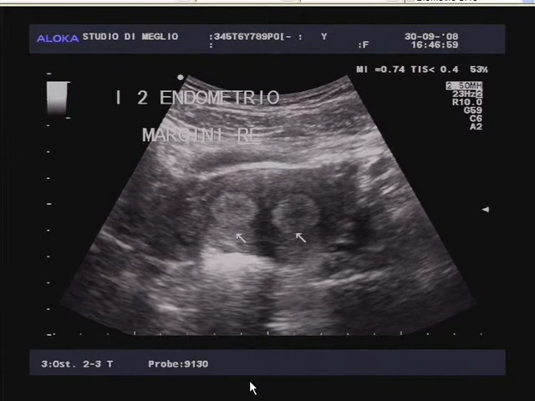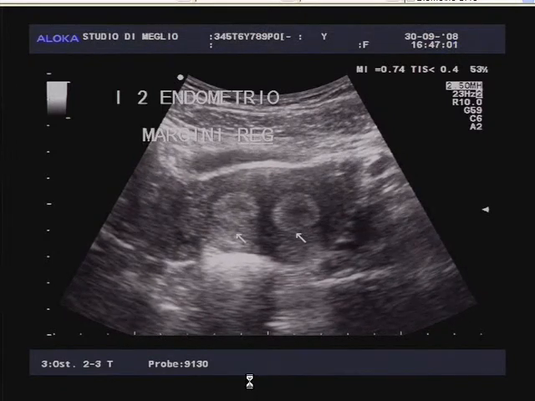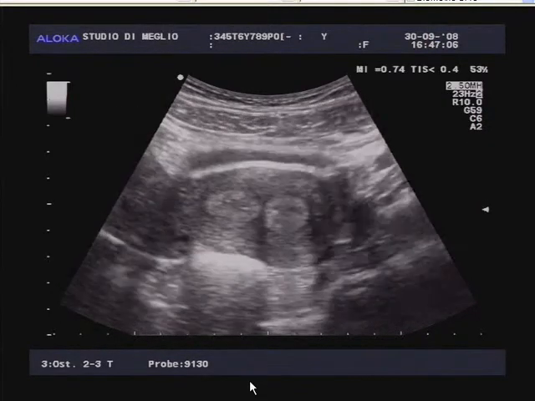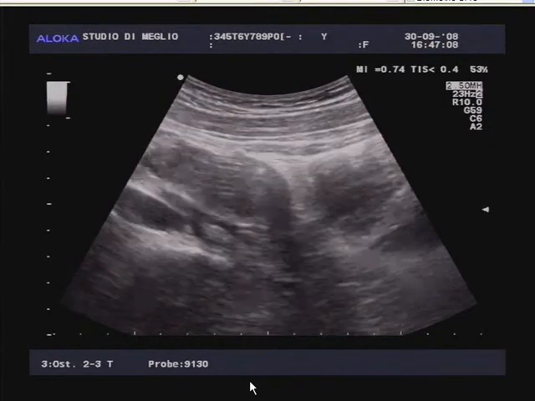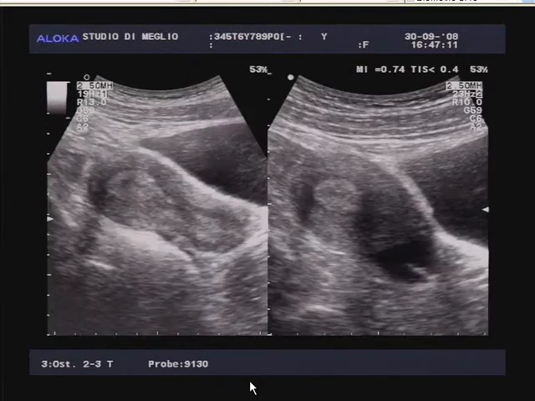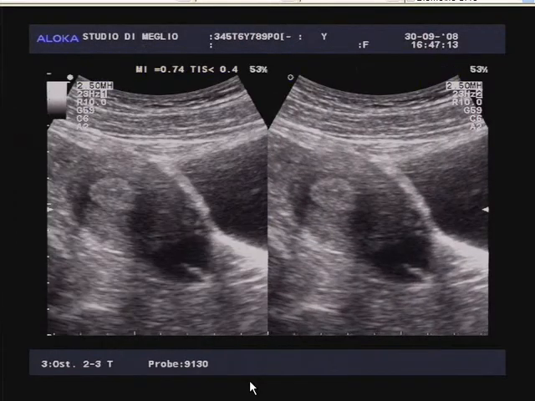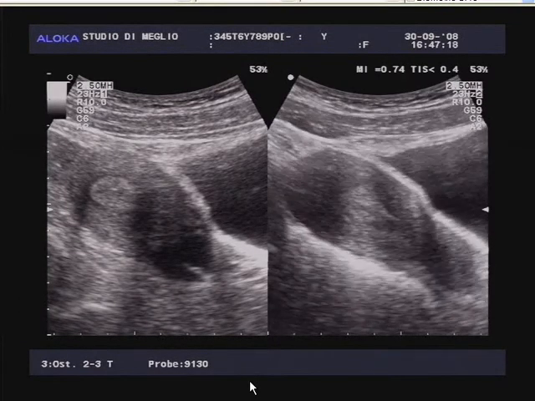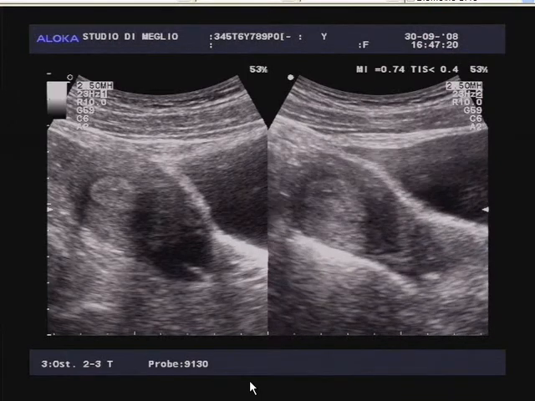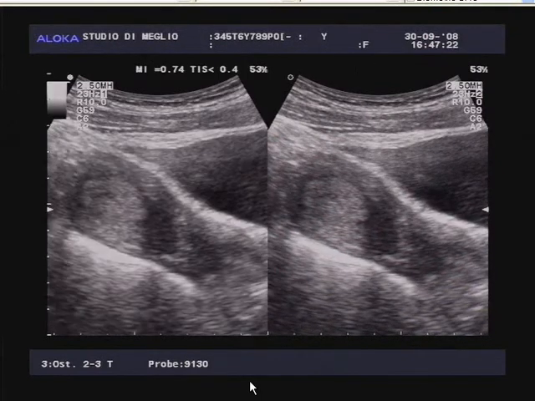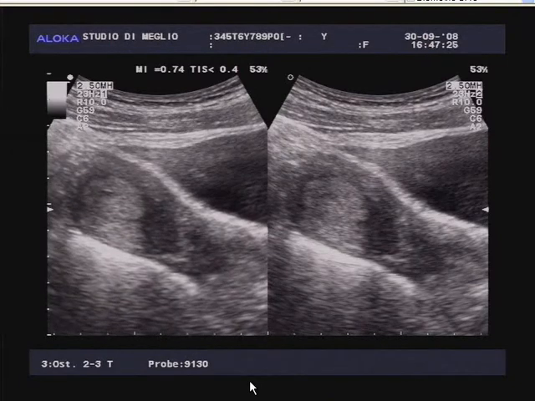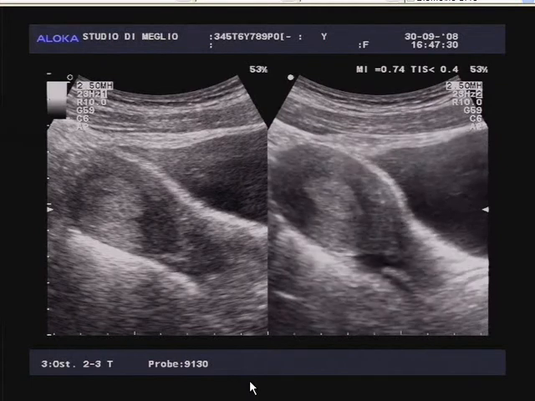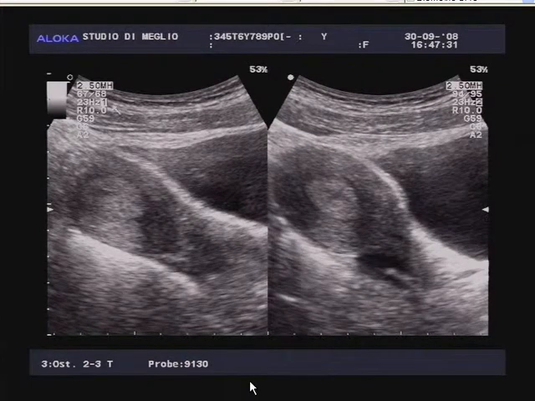You can also see the echogenicity of this septum that appears similar to the myometrium. So it could be identified as a myometrial septum. In this scan, you can look at the right side of the uterus, and the left side, they appear to be separated in the middle by the septum identified at the transverse view.